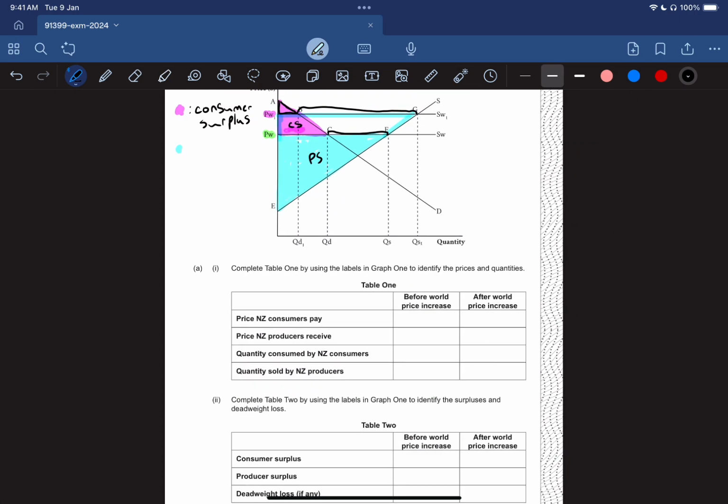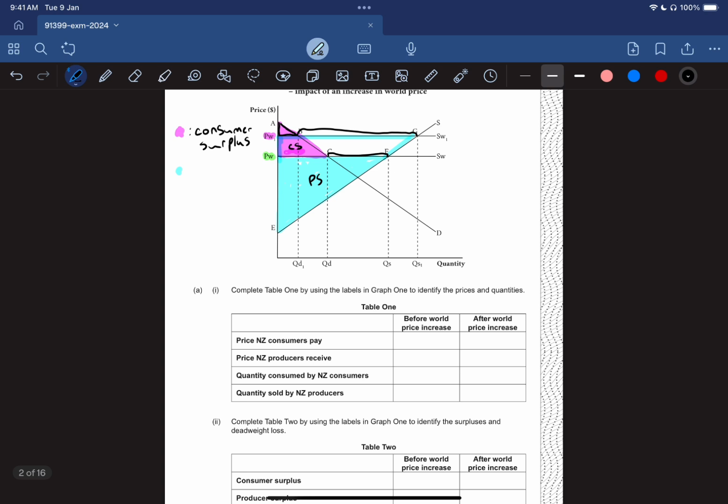So coming to our questions now, guys. The price New Zealand consumers pay before the world increase and after the world increase. Well, we know that before the increase they were just paying the world price, because we're a price taker, and then after the world price increase they're paying our new PW1. For the New Zealand producers, same deal. They're going to receive PW, and after the world price increase, they're going to receive PW1.